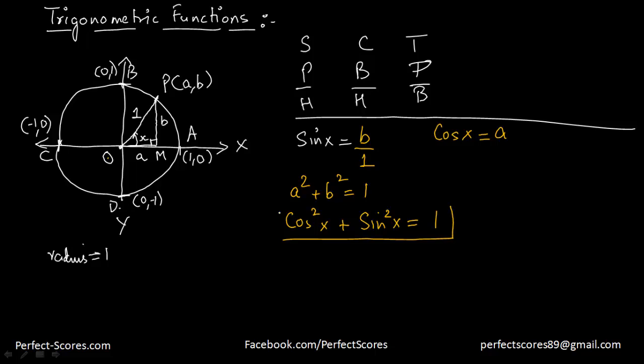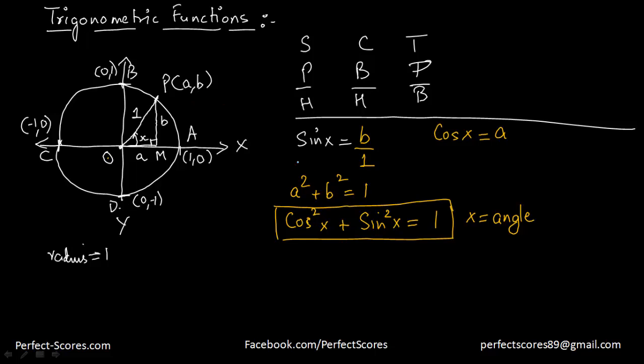So this is the first important result that you need to remember when it comes to trigonometric functions, that the value of cosine square x plus the value of sine square x is always equal to 1, where x is the angle which is there. Any angle, x can be any angle, doesn't matter whichever angle you take, it is always going to be a right angle triangle, and in that case a square plus b square is always going to be equal to 1.